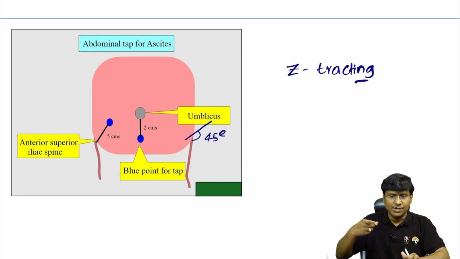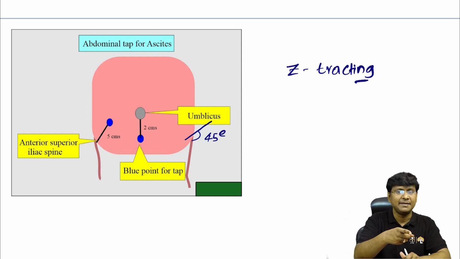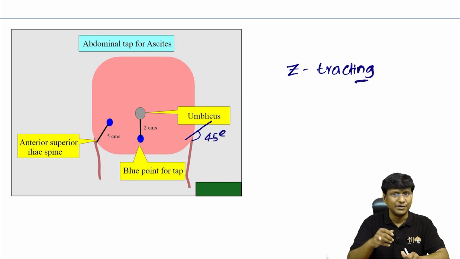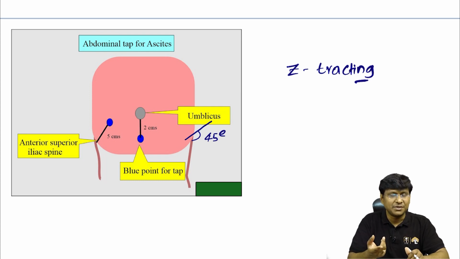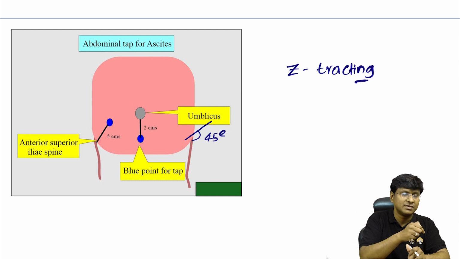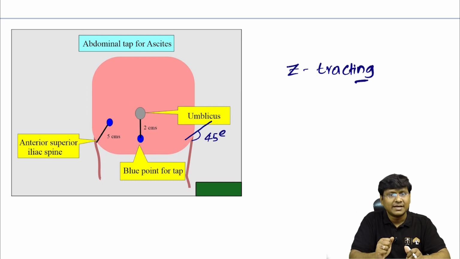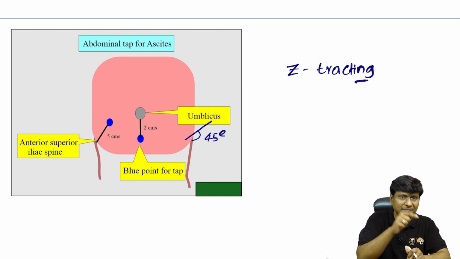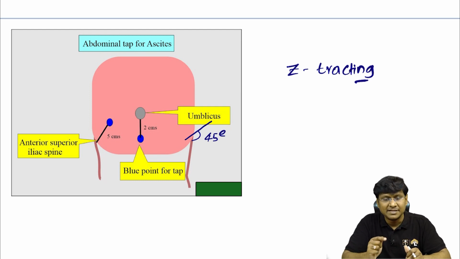Z tracking means that you don't pierce the needle exactly perpendicular to the surface of the abdomen and take out the fluid. No. By doing that, you are creating two punctures, one over the abdominal wall and one over the peritoneal cavity. So whenever you take out the needle, the fluid will leak out from the peritoneal cavity through the puncture over the surface of the abdomen.